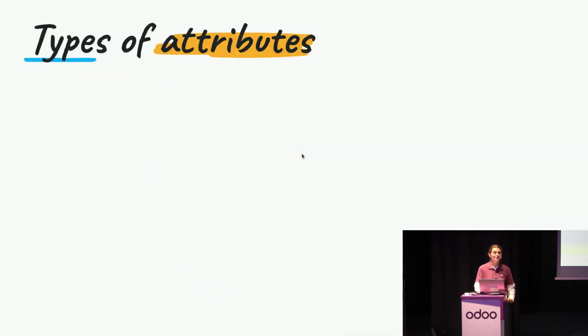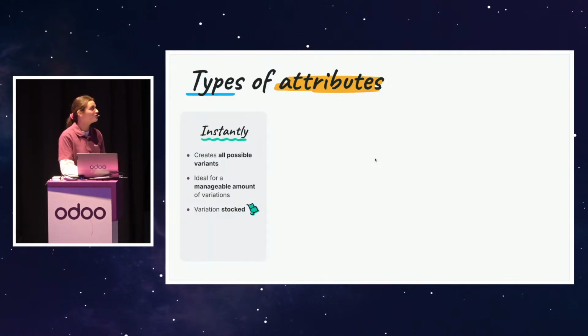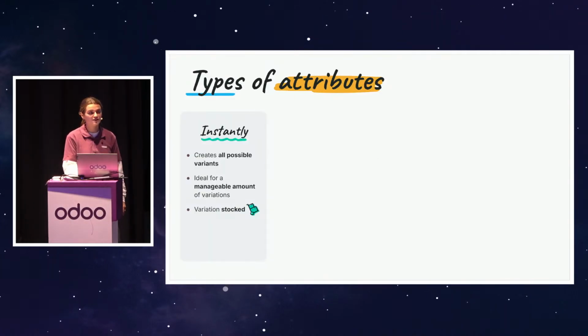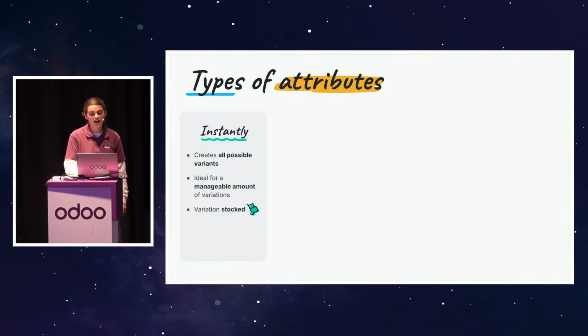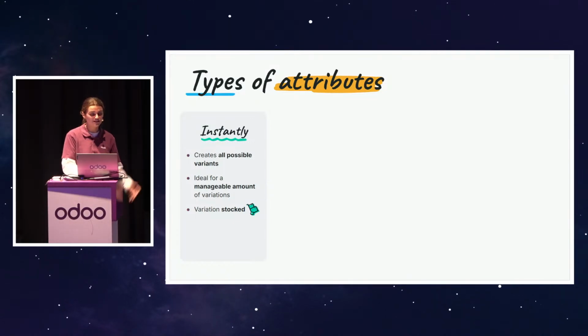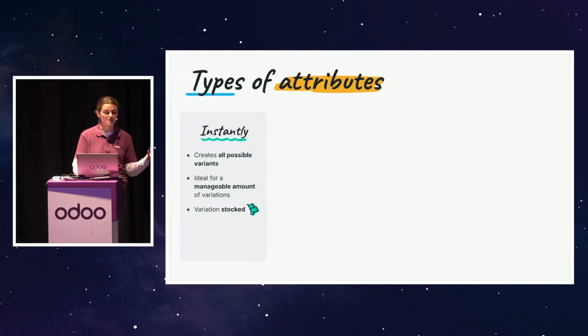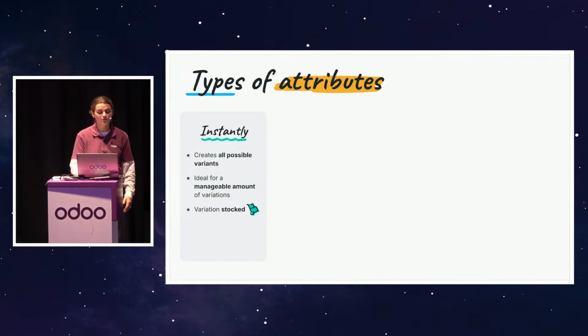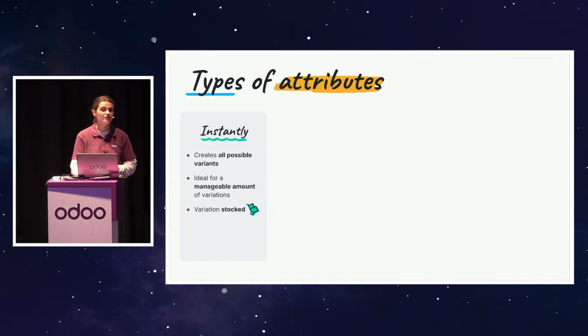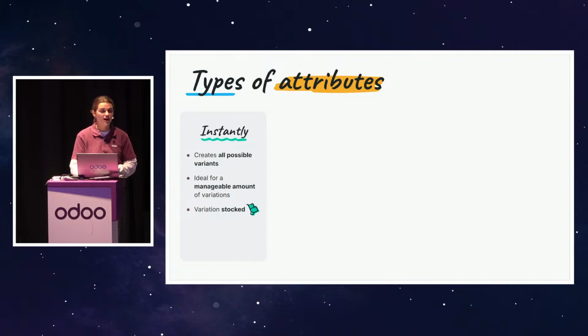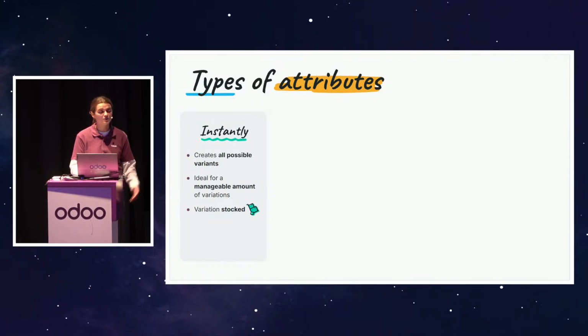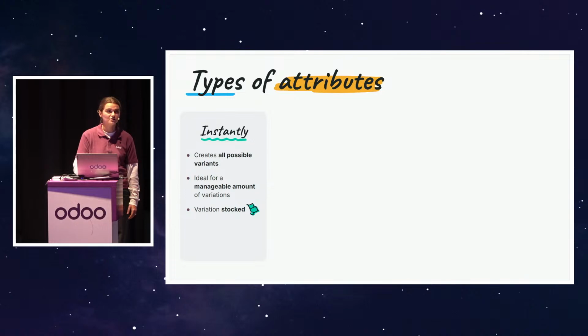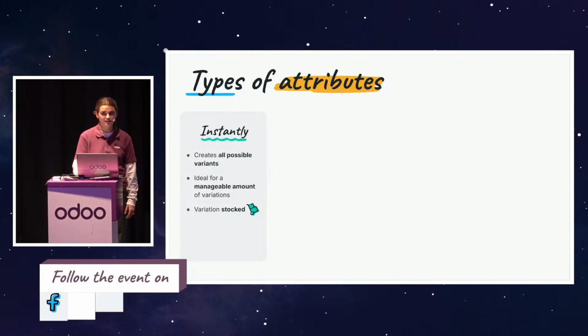So to recap what we just saw, Odoo offers 4 main types of variant creation modes. The first one was the instantly. So this one creates all the possible variations, which is ideal for businesses who have a manageable number of variations, like retailers, for example. And this is where your stock for each variation can be tracked.